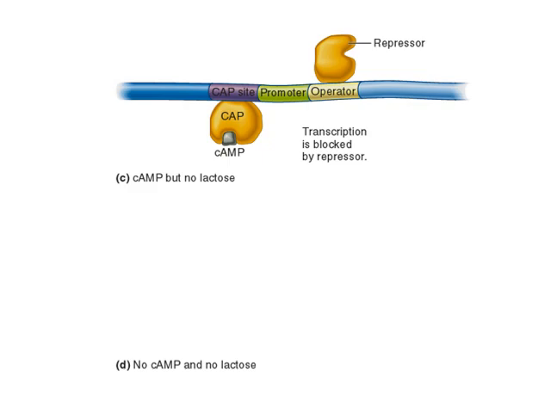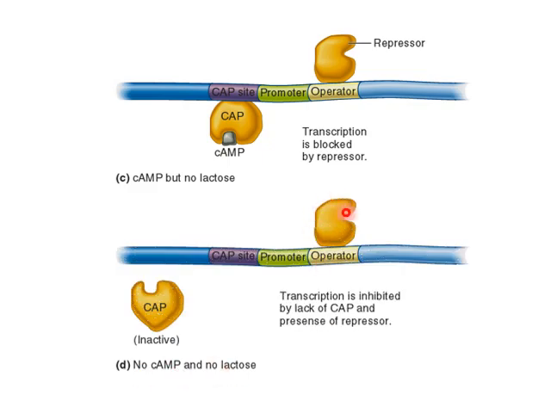And then the fourth scenario, where we have no cyclic AMP and no lactose. As a result, we get repression and no activation. This is the lowest possible level of transcription and expression of the lac genes.